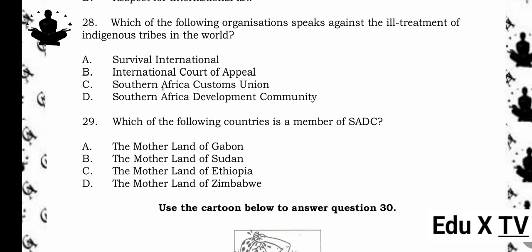28. Which of the following organizations speaks against the ill treatment of indigenous tribes in the world? A. Survival International. B. International Court of Appeal. C. Southern Africa Customs Union. D. Southern Africa Development Community. The answer is A. Survival International. Reason being, Survival International works globally to protect the rights and lands of indigenous people.